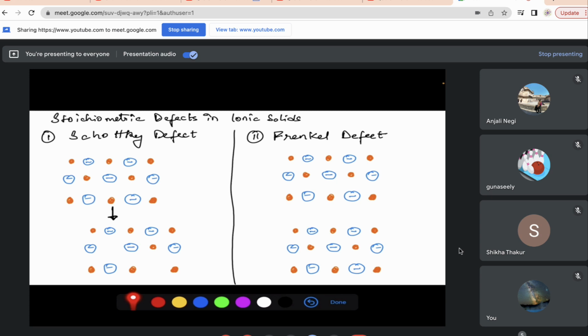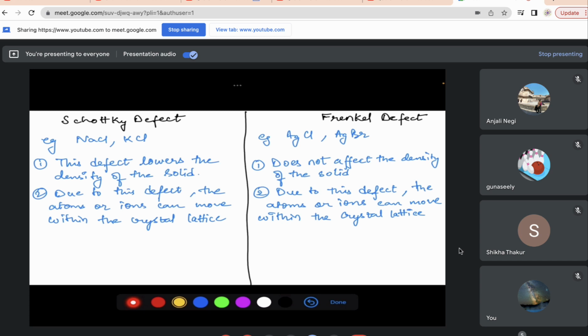So this defect will look like, say, this cation has moved and moved say anywhere in between here, or here. So this is the Frenkel defect. Simply, you can see the examples for Schottky defect are NaCl or KCl. For Frenkel defect, it is AgCl or AgBr.